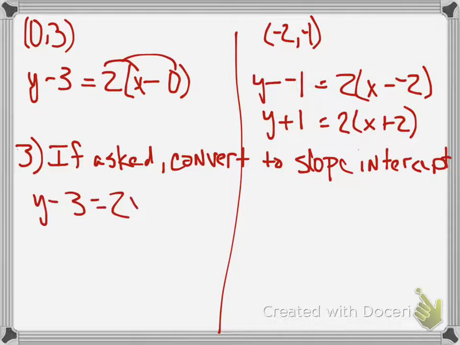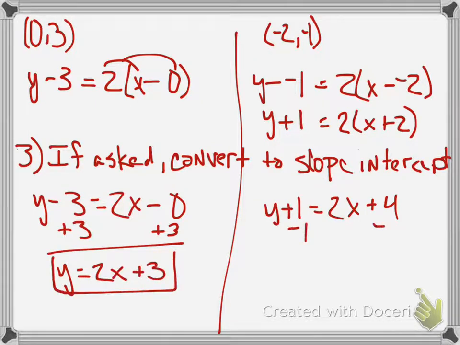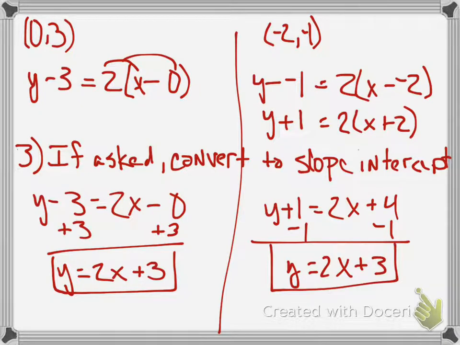So 2 times x is 2x, 2 times 0 is 0. On the right side, 2 times x is 2x, 2 times 2 is 4. Then I'm going to add 3 on the left. I'm going to subtract 1 on the right, and notice I will end up with the same equation. So it doesn't matter which point you would choose because they would give you the same answer.